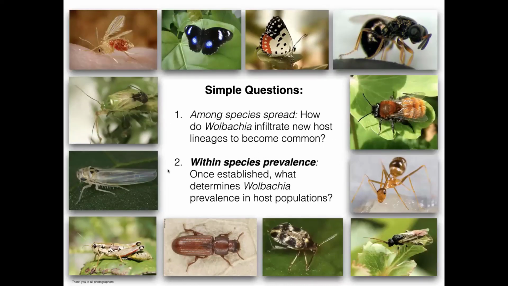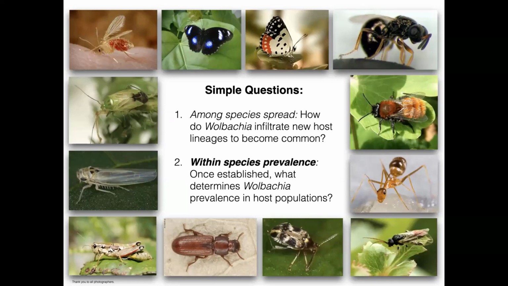For the rest of the talk, I want to focus on within species prevalence. We now know that Wolbachia are regularly moving into new hosts on short evolutionary timescales, so they're finding themselves in new backgrounds. I'm interested in how they spread in those systems, and then ultimately how common they are and what governs their prevalence in populations.